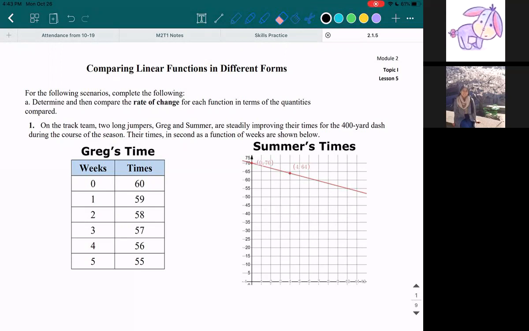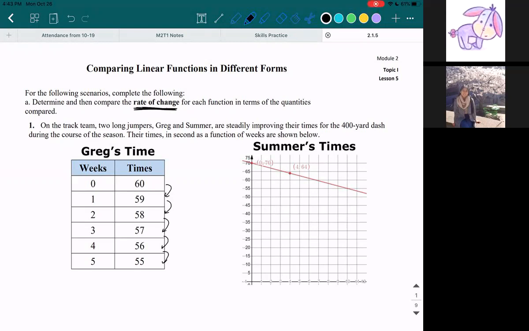On the track team, two long jumpers, Greg and Summer, are steadily improving their times for the 400-yard dash during the course of the season. Their times in seconds as a function of weeks are shown below. So let's take a look first at Greg's time. We're going to have to calculate his rate of change, which means we have to take a look to see how much we are increasing or decreasing every single time over here on this left side. So let's take a look.